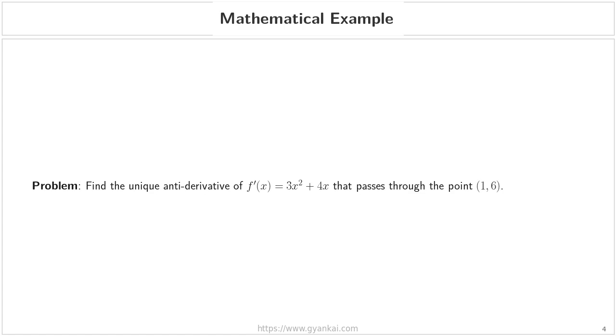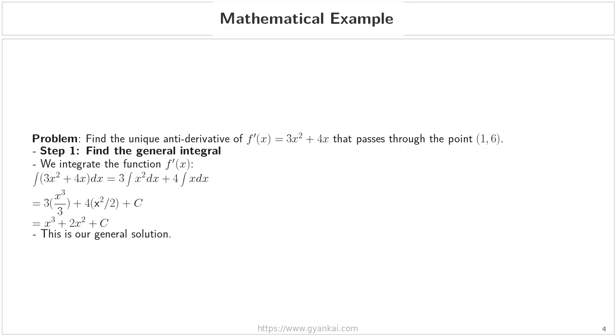Mathematical example. This slide presents a problem. We need to find the unique antiderivative of the function f prime of x, which is equal to 3x squared plus 4x, and it must pass through the point (1, 6). Remember, this point gives us the specific information we need to pinpoint one function from the infinite family of antiderivatives.